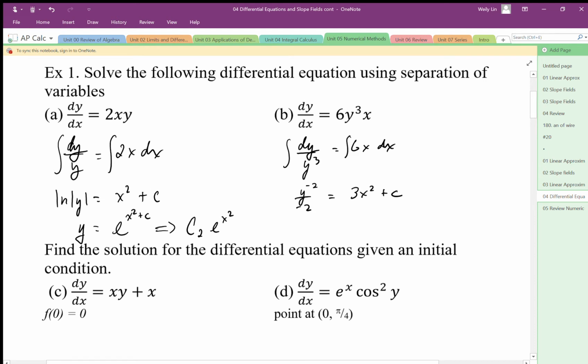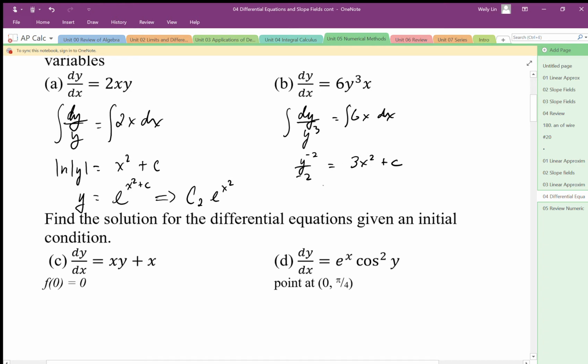What's implied again is we should solve for y. So I'm going to rearrange this. So this ends up being y squared on this side, 1 over negative 2 times 3x squared plus c on this side. Solving for y, really, I actually should just leave it like that because we can't really solve for y here. When we solve for y, we get the plus minus. So I'm just going to leave it in that form.